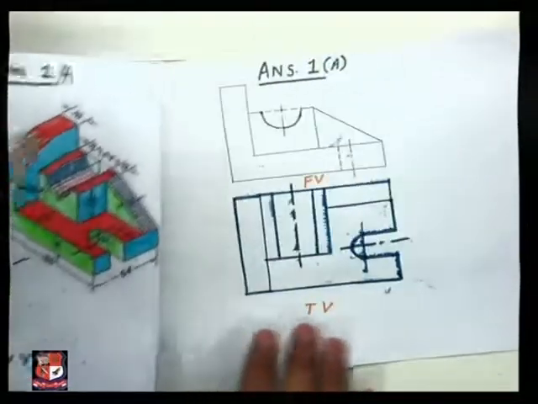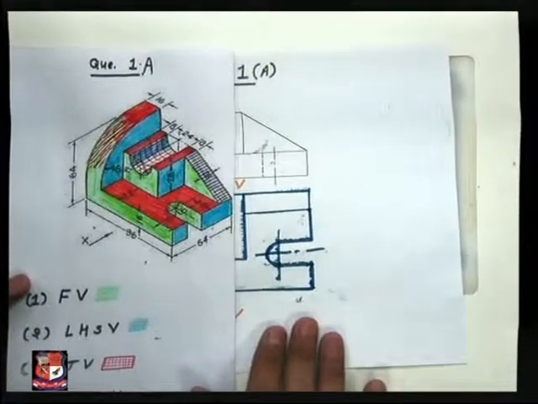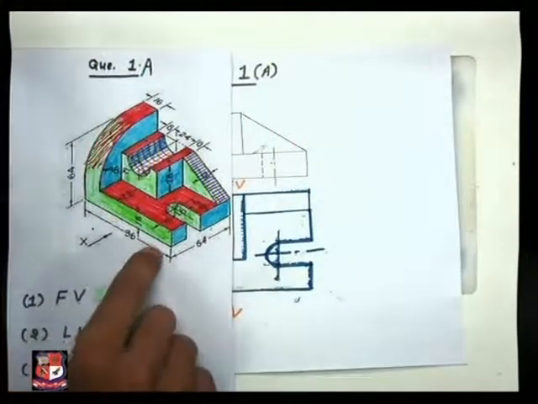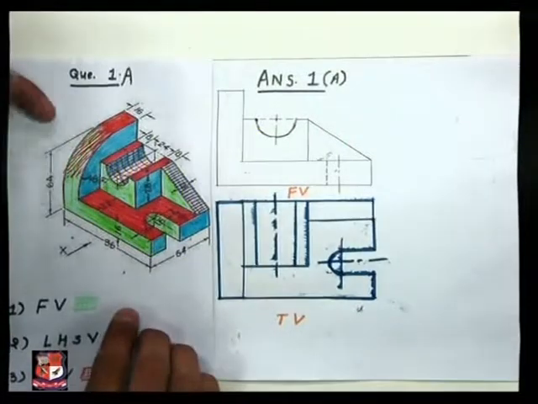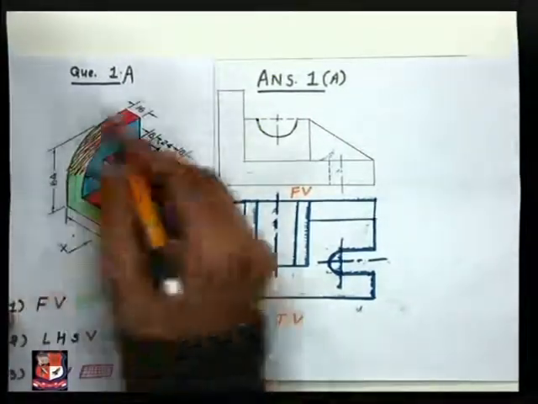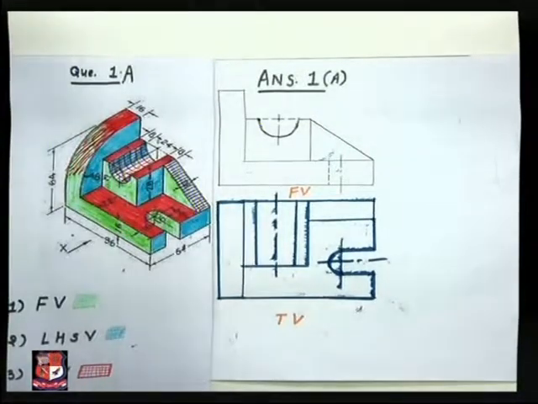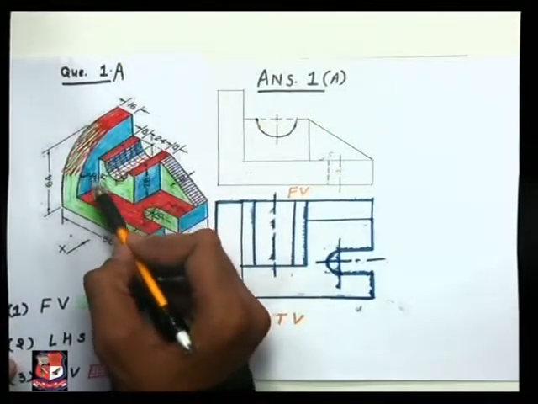Now think about its left hand side view, which is asked. If you look from the left side of this object, what would appear? If you look from the back side or this left side, it will appear in a square of 64 millimeter, and this arc would appear. The arc is known to us as 48 millimeter.